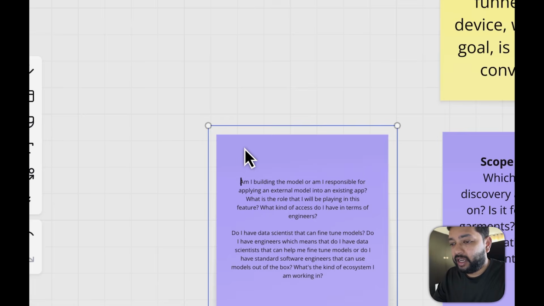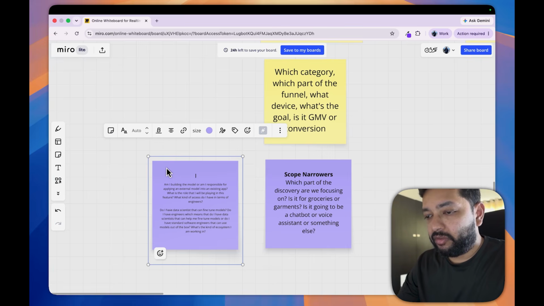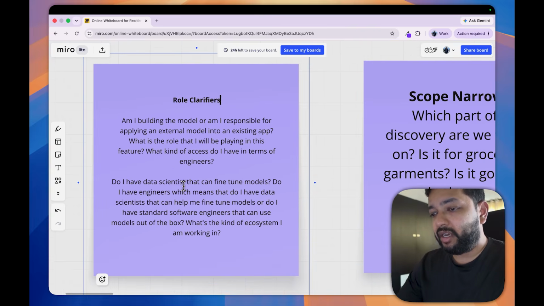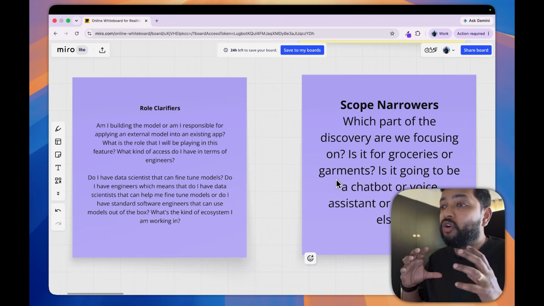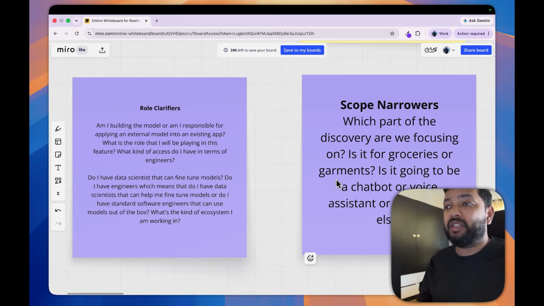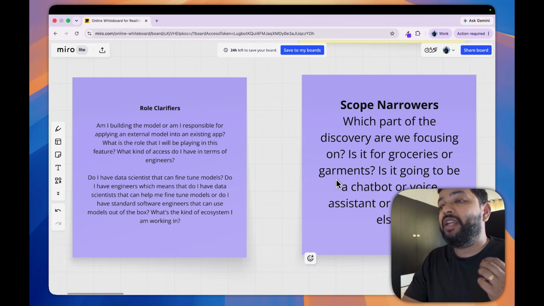I'm just going to give this a heading called role clarifiers, right? Just going to zoom it in first so that you can see it, right? So these are your two types of questions that get added to the standard clarification questions whenever an AI product sense question appears.